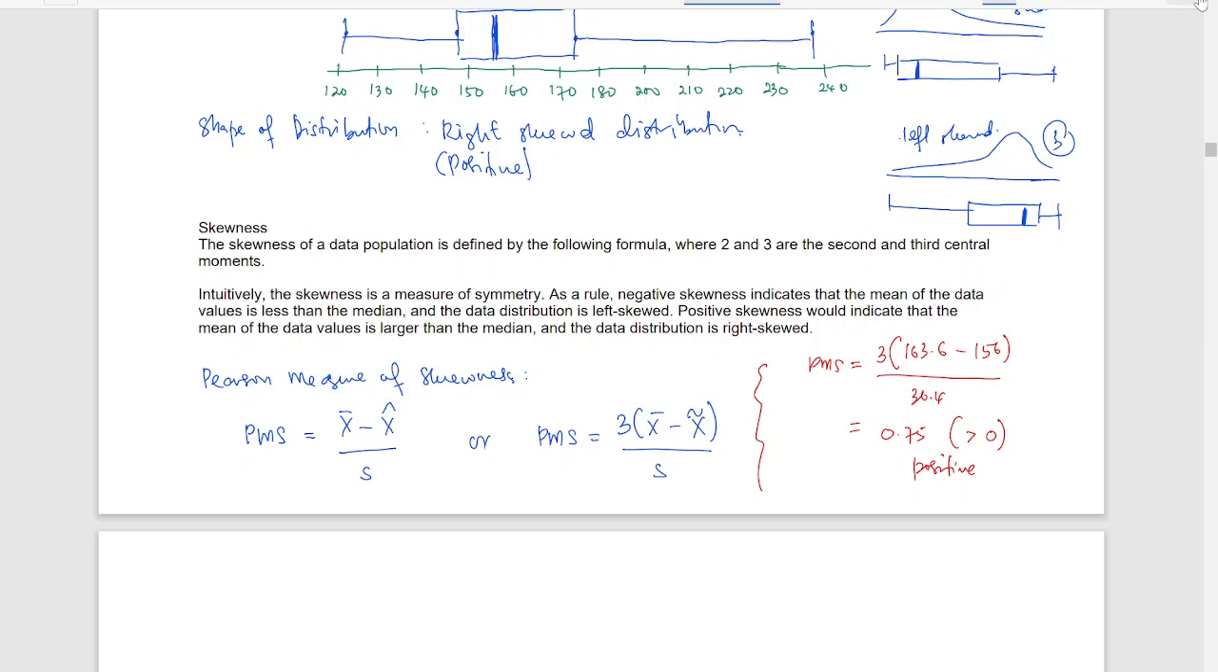For PMS greater than 0, you have a right skewed distribution. For PMS less than 0, you have a left skewed distribution or negatively skewed. And if the PMS is approximately equal to 0, then you have a symmetrical distribution.